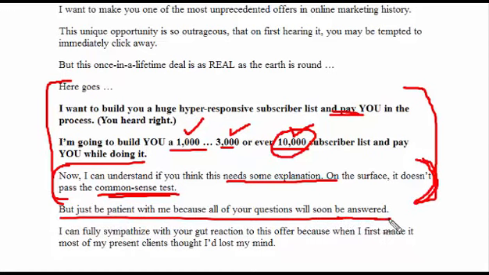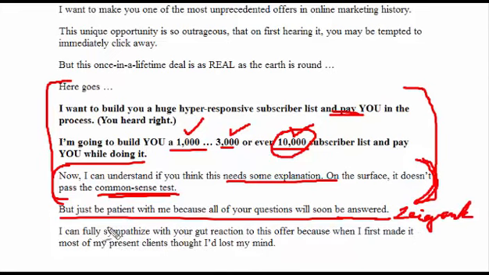Okay, but just be patient with me because all of your questions will soon be answered. Again, I'm trying to keep the person reading by making a promise that your questions would soon be answered, but not right away, okay? And of course, that is what we refer to as the Zeigarnik effect, where you're making a promise but saying, hold on, not yet, I'm going to give you in a little while.